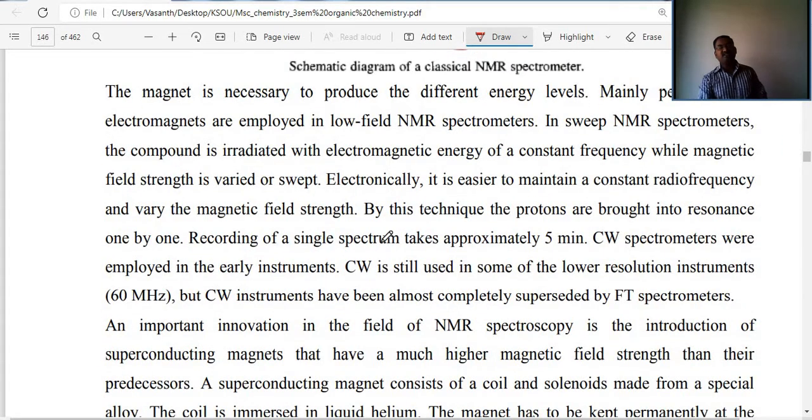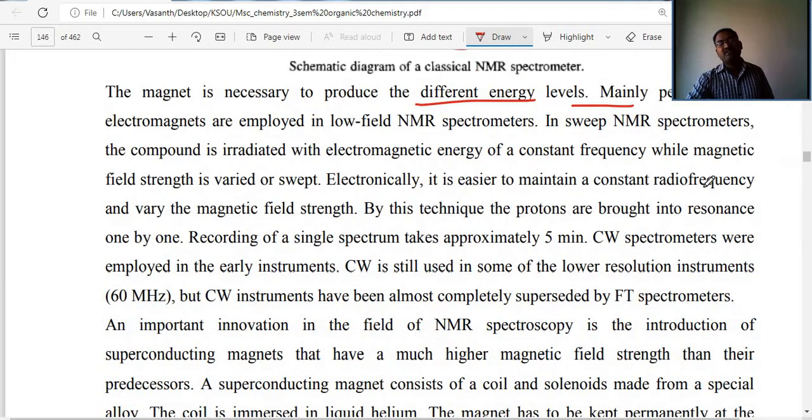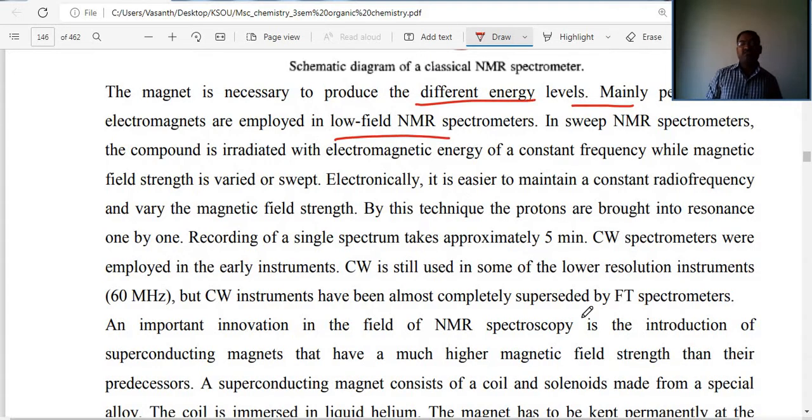Here, the magnet is necessary to produce the different energy levels. Permanent magnets or electromagnets are employed for low field strengths. In sweep NMR spectrometers, the compound is irradiated with electromagnetic energy of a constant frequency, while the magnetic field strength is varied or swept.